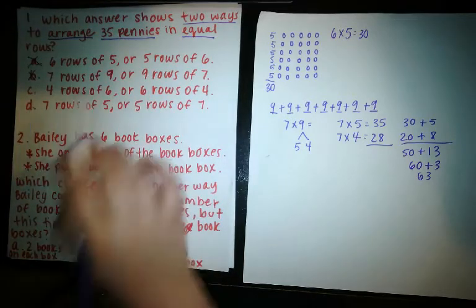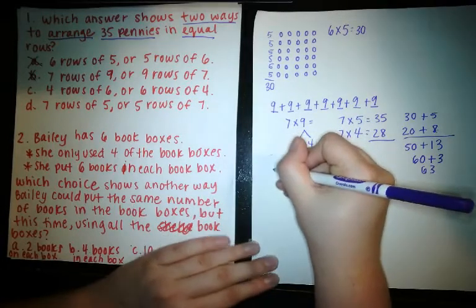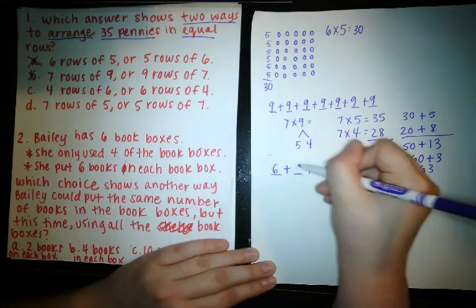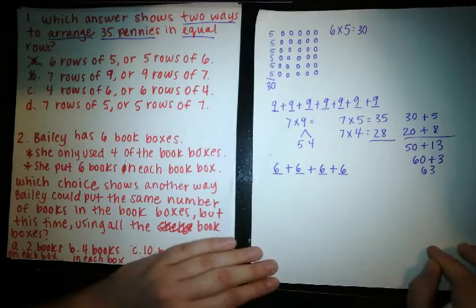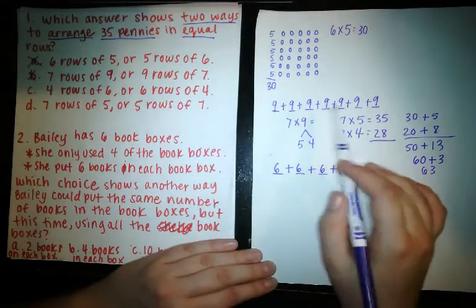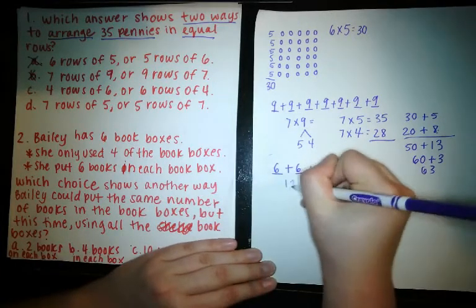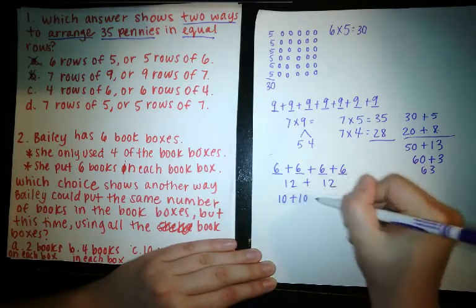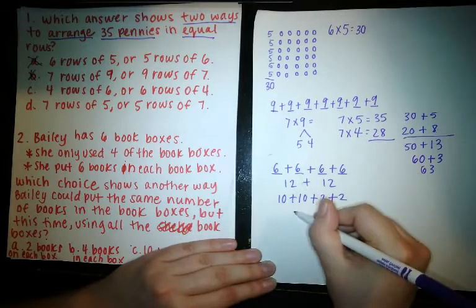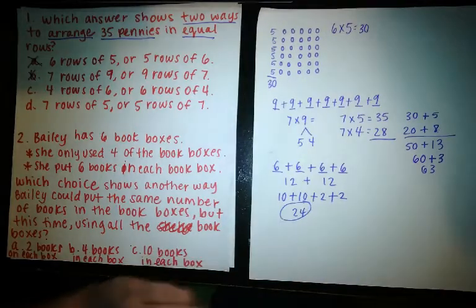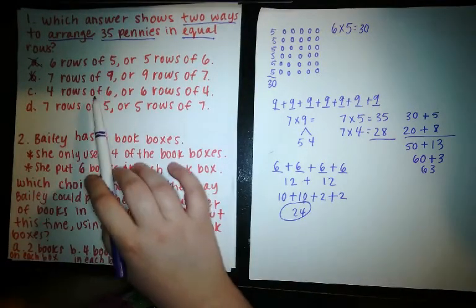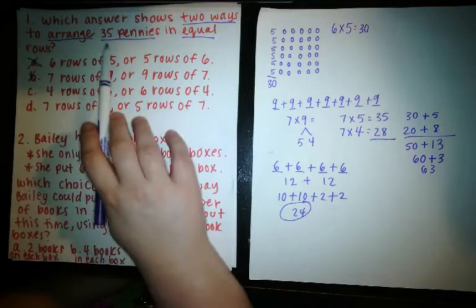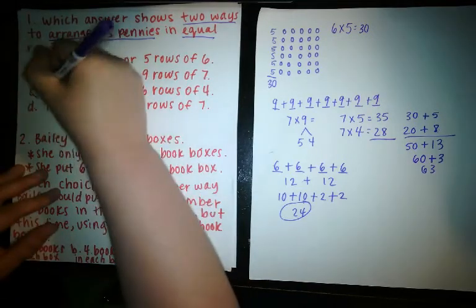So next one is 4 rows of 6. Again, let's do 4 rows, 6 in each. This one is probably going to be a little bit easier to count up. The 9s were kind of hard, but the 6s are pretty easy. 6 plus 6 is 12, plus 6 plus 6 equals 12. So now we have 10 plus 10 plus 2 plus 2. So we have 24. Well, we know 4 rows of 6 is 24, and 6 rows of 4 has to be 24, and we're looking for 35 pennies, so this one we know cannot be correct.